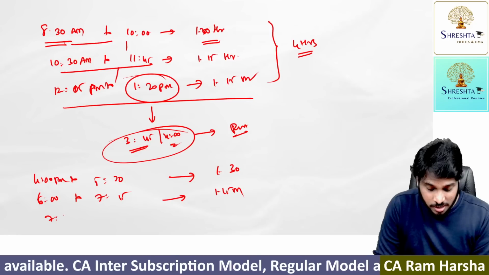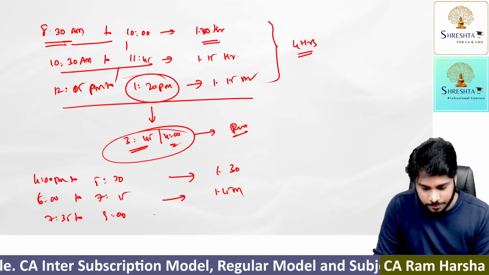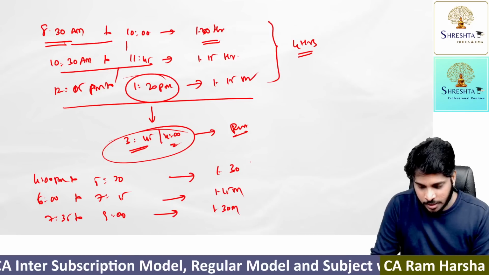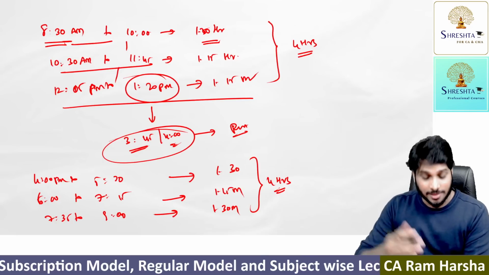Then 7:40 to 9, so 1 hour 30 minutes. So approximately here also again 4 hours. Again 4 hours. Then go for lunch, sorry, dinner.